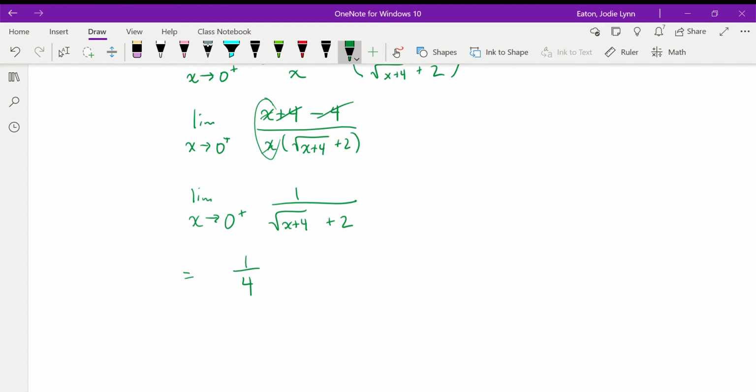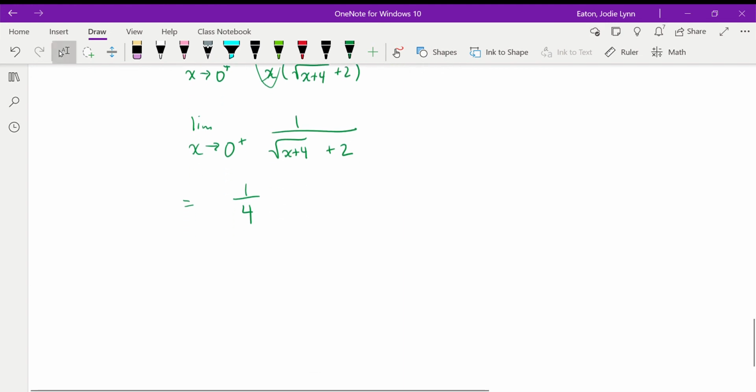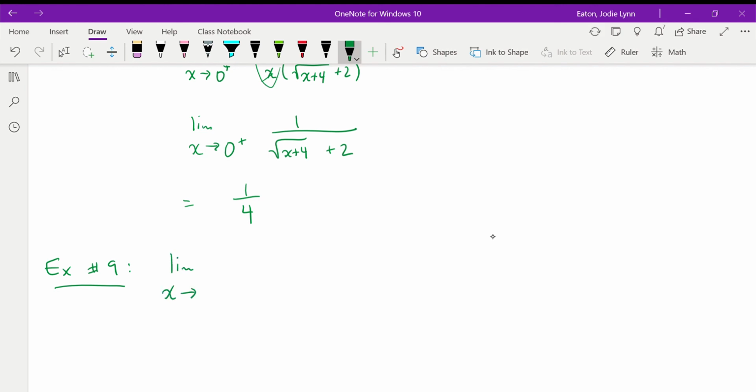All right, as I told you, I saved the best for last. So let's look at this one. We have the limit as x approaches infinity of radical 2x squared plus 5 minus x.